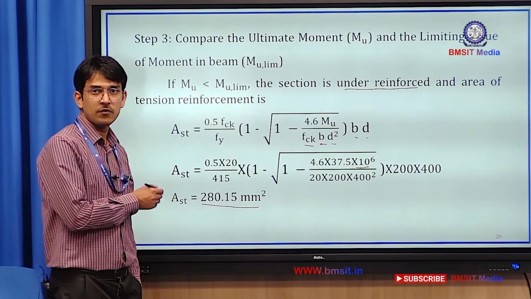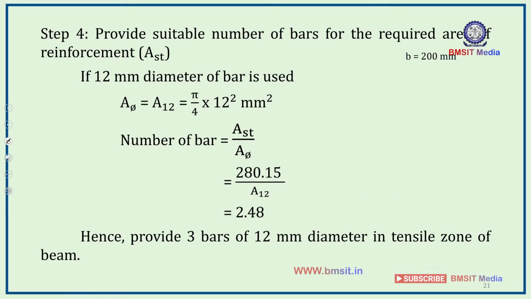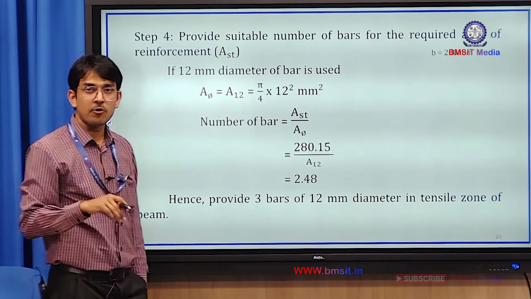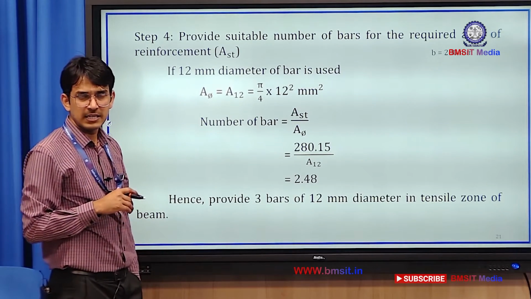We have got the area of steel. Now we have to find out the number of bars. So first we have to decide what diameter of bar we can use in here. It is up to us what diameter of bar we are using here.